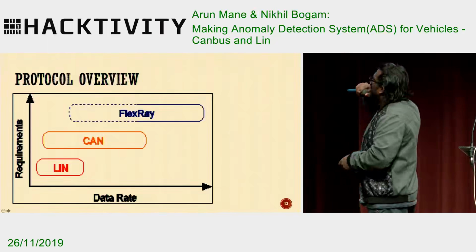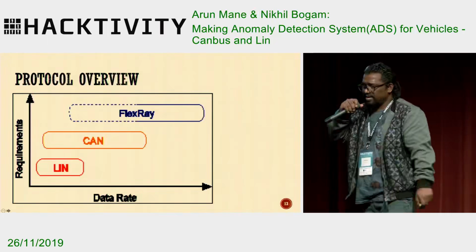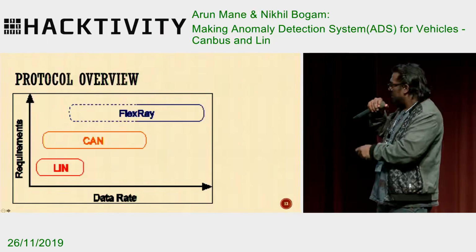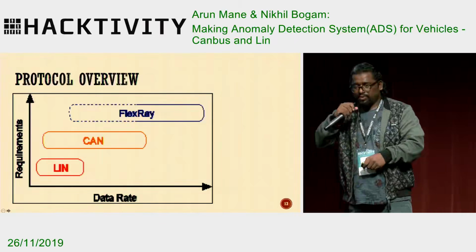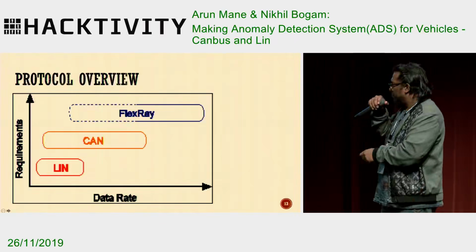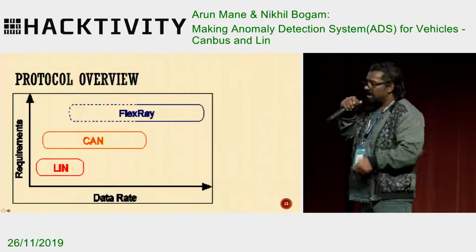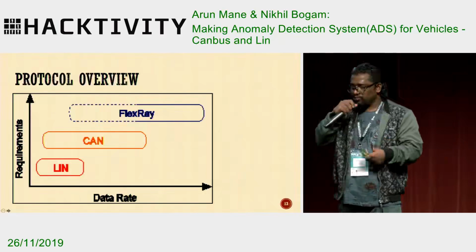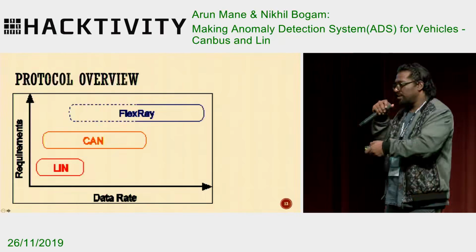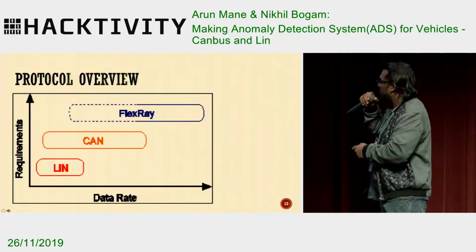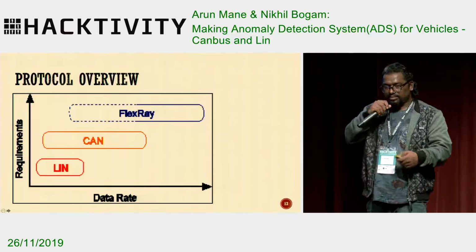If you see the protocols, if I compare the requirements versus the data rate, the speed, you can see LIN, CAN, then FlexRay. The LIN protocol is a one-wire protocol, the data rate is very low, and the requirement is also low in the market. If you compare with the CAN bus, most of the cars work on the CAN bus, and now the CAN bus comes with Ethernet communication as well. FlexRay's data speed is very high compared to the LIN and CAN bus protocols.